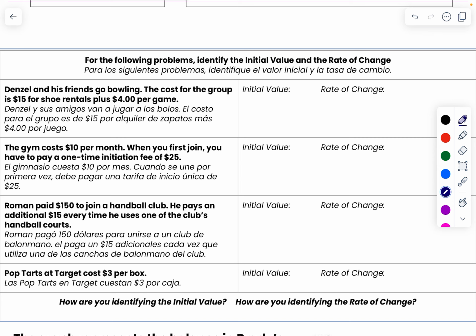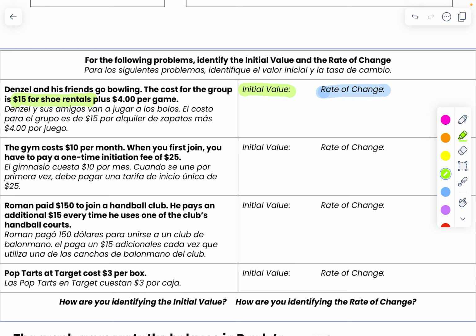The cost for the group is $15 for the shoe rentals, and it's $4 per game. So again, I want to determine the initial value, how much we have to start, and then also the rate of change. So in this problem, how much money do we have to pay to start? We're going bowling. And regardless of how much we bowl, we have to pay $15 for the shoe rentals. So my initial value is going to be $15.